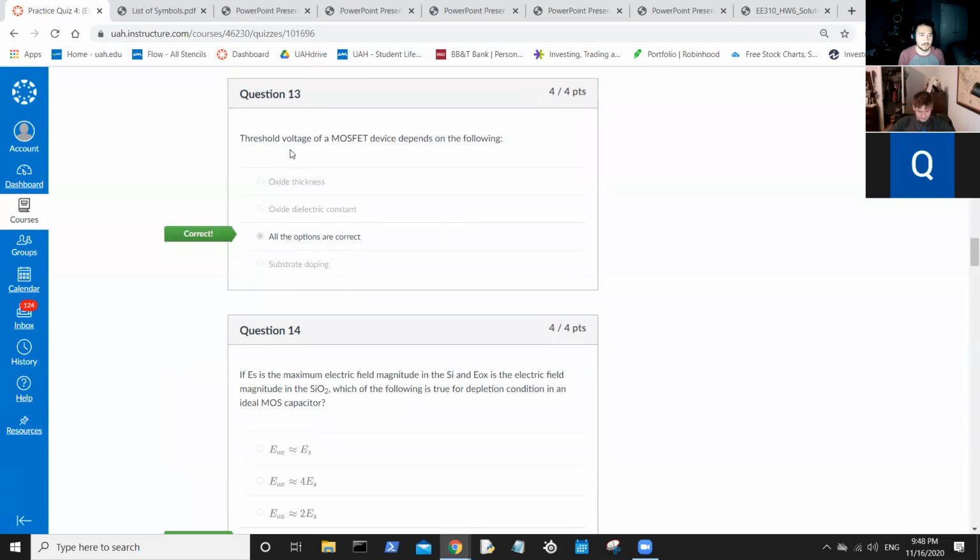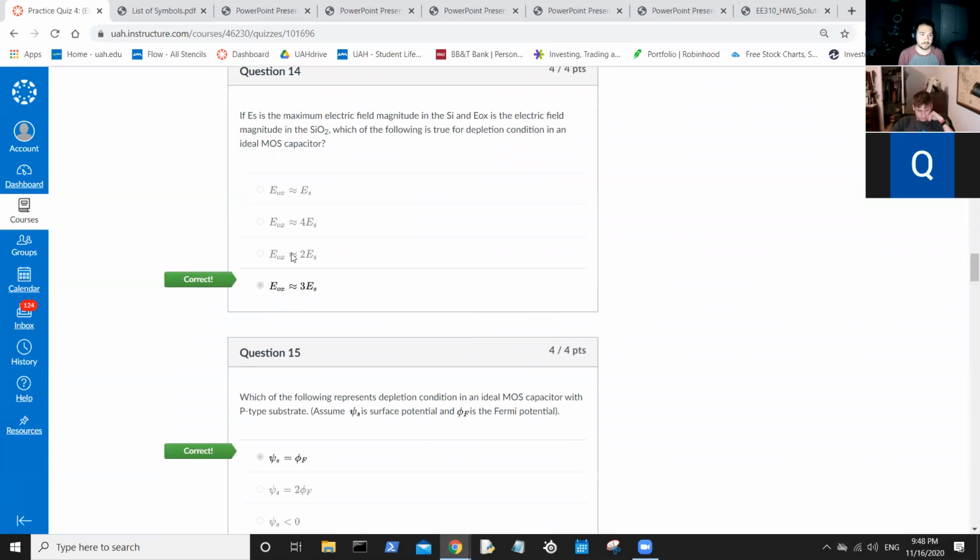Question 13, threshold voltage of a MOSFET depends upon which of the following? This is just look at the equation for threshold voltage. It's all of them. Then this is another one of those things where you just look at the PowerPoint and remember it. So for this condition, which is the depletion condition, it's 3 times.